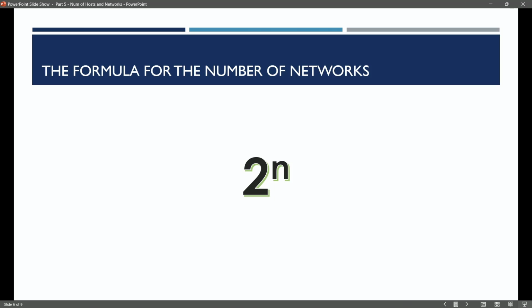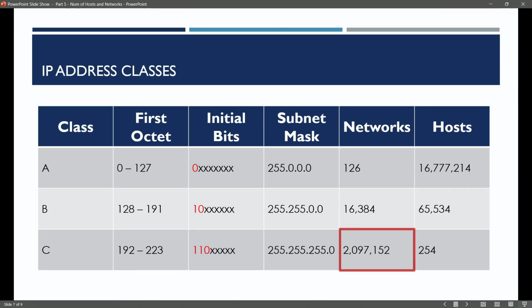Now, what about a formula for the number of networks? Well, this is so easy. We just take the number of bits for network assignment, and that becomes our exponent in our formula. So it's 2 raised to the n power, where n is the number of bits that we are utilizing. So let's take a look at this calculation. How do we get to this number of networks that are available in the Class C addressing scheme? Well, this is a little interesting.